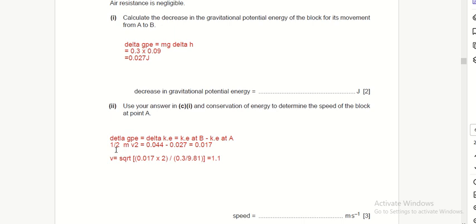This number, as it equals half mv squared at A, we can rearrange by multiplying by 2, dividing over m, and the same on the other side. Here is the rearrangement, and after that we should take the square root to have v here, and the square root for this side. Here 0.3 over 9.8, because we don't have the mass but we have the weight.